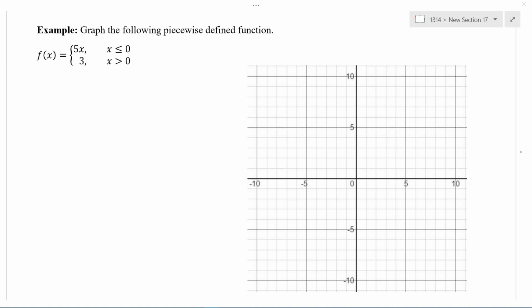Now we're going to look at graphing piecewise functions. Here we have f of x equals 5x if x values are less than or equal to 0, and then we have 3 if x is greater than 0.